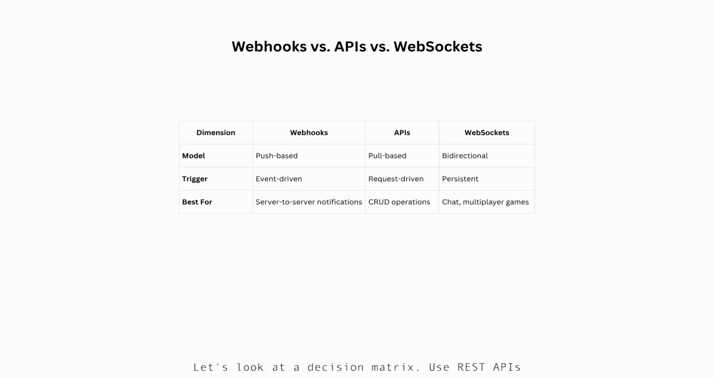Let's look at a decision matrix. Use REST APIs when your app needs to pull data on demand. Use webhooks when you want two backend servers to talk to each other asynchronously the moment an event occurs. But what if you need real time two-way communication between a server and a web browser, like a live chat? That's where WebSockets come in. Modern systems will probably use a combination of all three of them.